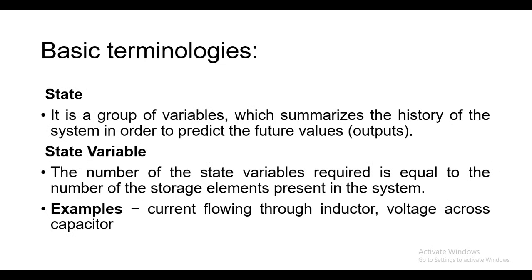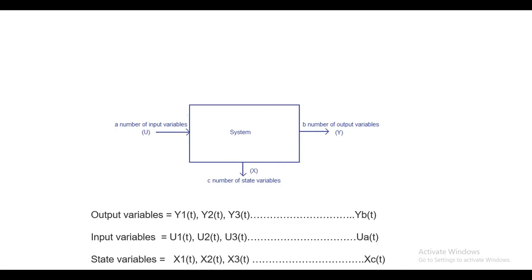To understand the state space representation, you have to understand this thing very correctly, that is the storage element, because these storage elements are responsible for our state space analysis. Okay, because these are the states of the system. So if you see this diagram, there are a number of input variables, b number of output variables, and suppose there are c number of state variables. These state variables are nothing but your storage elements like capacitor and inductor.